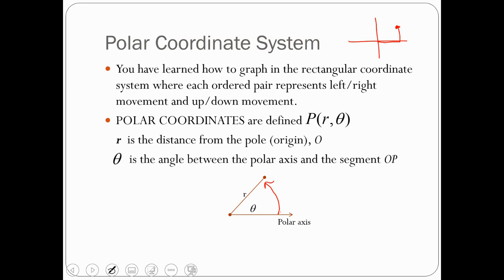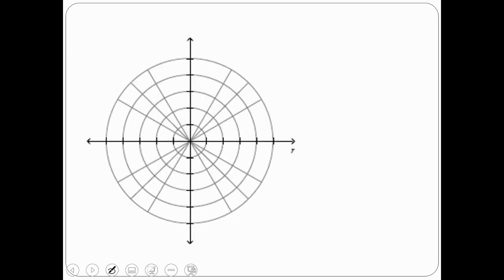So r is defined as the distance from the origin. I think of it as a radius because to me it's like a radius going out from the center of the circle, but it's not technically a radius. And theta is like a unit circle angle. This is what a polar coordinate graph looks like.